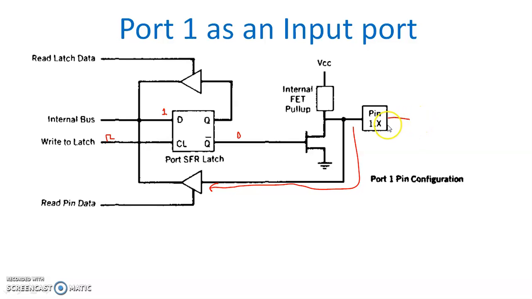So from your input device, whatever value is being given will be read via this, and it will wait for the read pin data signal. When the tri-state buffer is activated with the read pin data buffer, the value will be transferred to the internal bus and it could be taken for further processing.